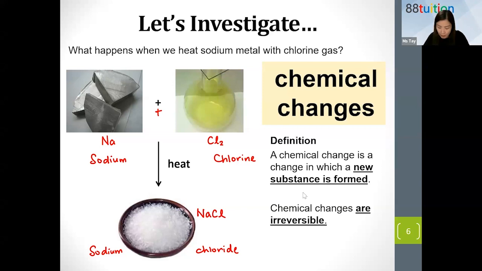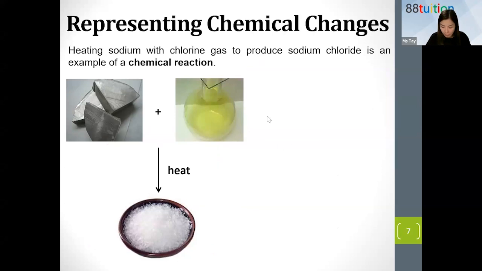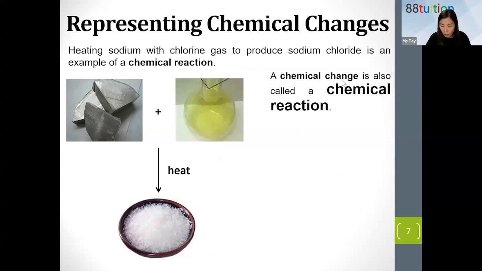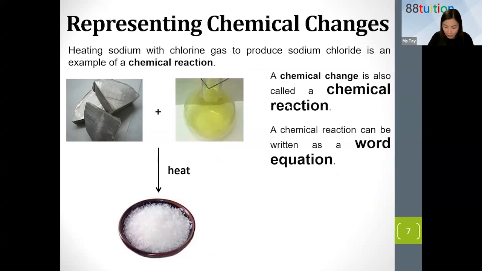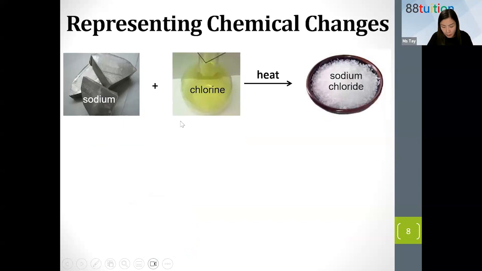I'm not surprised. If you're just talking about the lower secondary syllabus, word equation is sufficient. So these changes are usually irreversible. All right, we call a chemical change a chemical reaction. These reactions can be written as a word equation like I showed you just now: sodium plus chlorine, upon heating, you get sodium chloride. This is known as a word equation. In a word equation, all you see is actually the words.